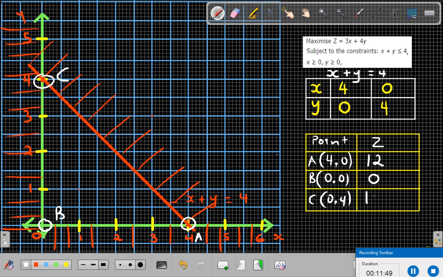Now when you compare, what are we having? We are having 12, 0, and 16. Now the minimum is 0, but the maximum is 16. We are told to maximize. Now the maximum value of Z from the objective is 16, implying that if you want to get the maximum of Z, the decision variable x should be 0 and y must be 4 to maximize our objective function.